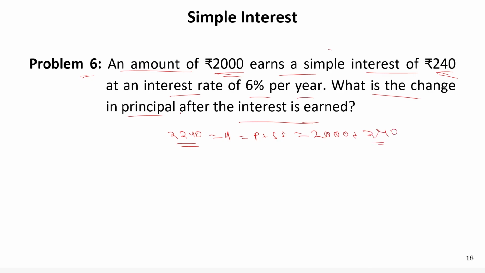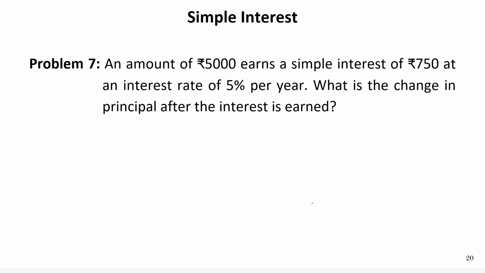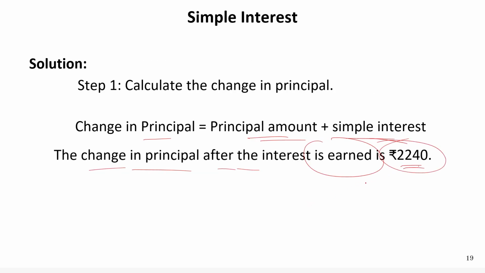So the difference between the principal and the amount after the interest is earned, A minus P, is equal to SI, which is nothing but 240. So change in principal is equal to principal amount plus simple interest. So the change in principal after the interest is earned is 2240. So this is the changed value. So the difference will be 240. The changed value will be this much. So difference is equal to 240, that is 2240 minus 2000.